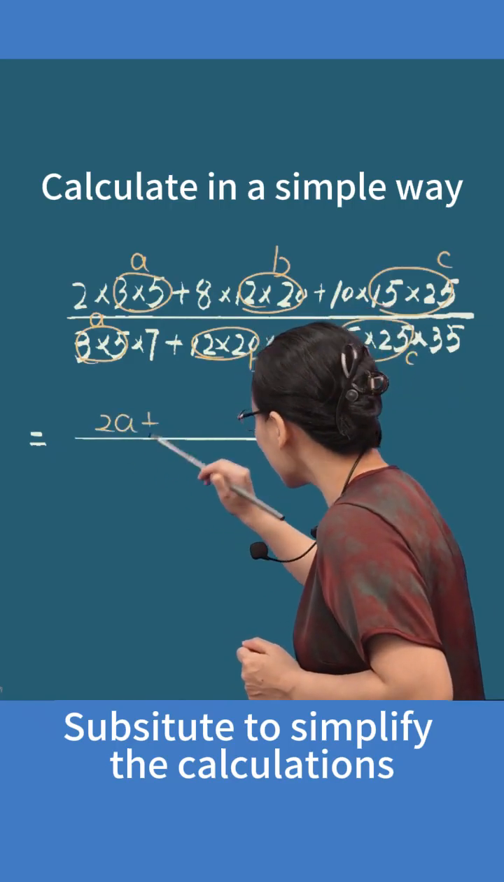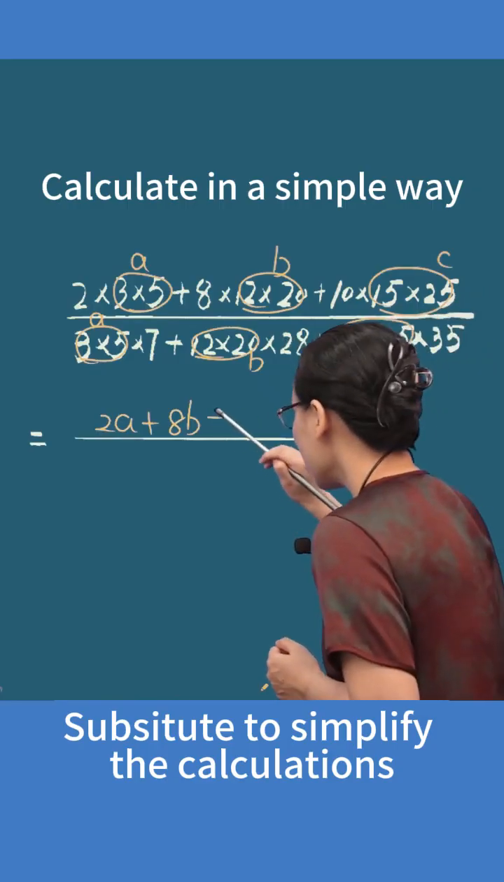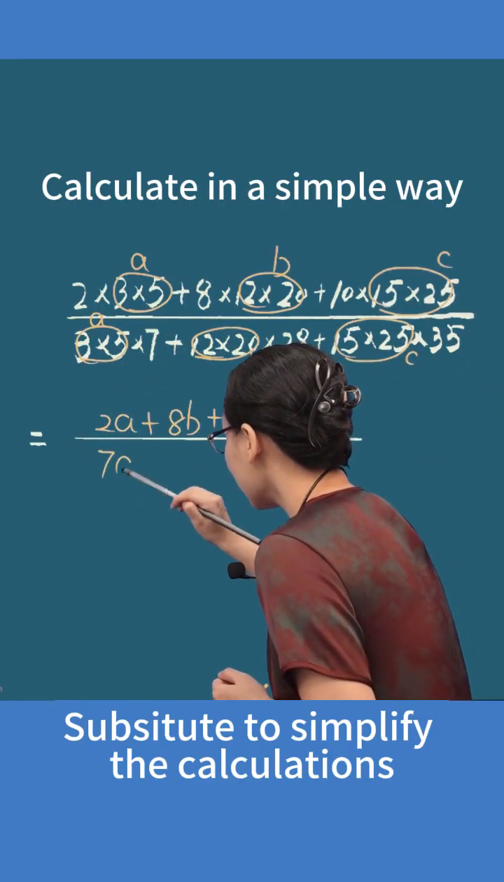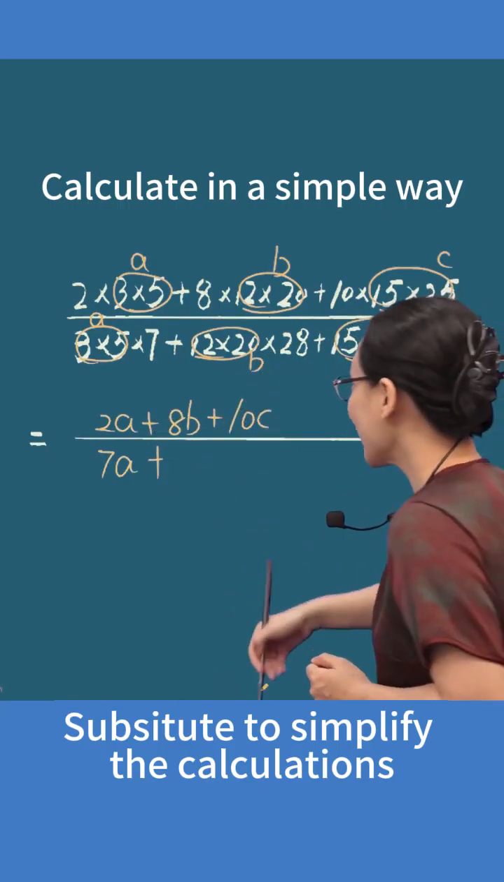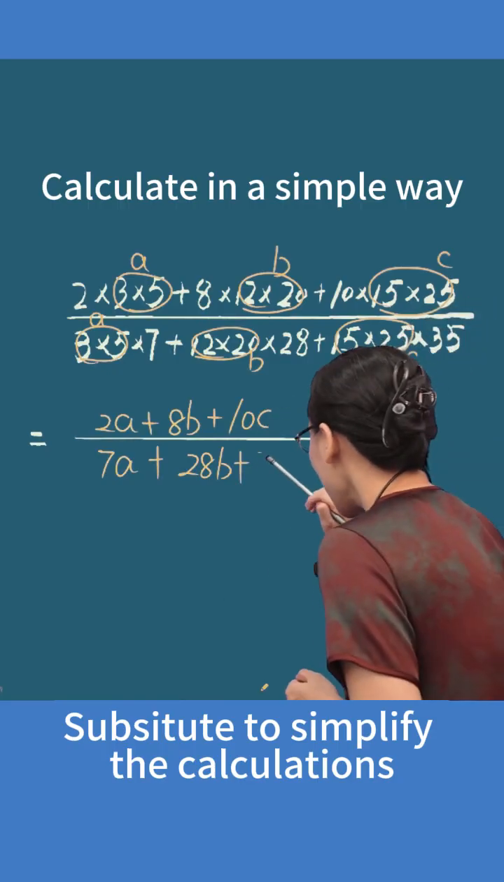On top, it's 2A plus 8B. All right, what is this? This is 10C, which corresponds to the bottom part, and this is 7A. And this should be 28B. All right, and here, this is 35C.